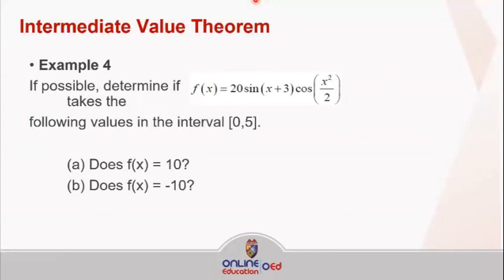determine the f of x equals 20 sine x plus 3 multiplied by cosine x squared over 2 following the values of the interval 0 and 5. So yung hahanapin natin, first is does f of x equal 10, or next natin for the b is does f of x equal to negative 10.